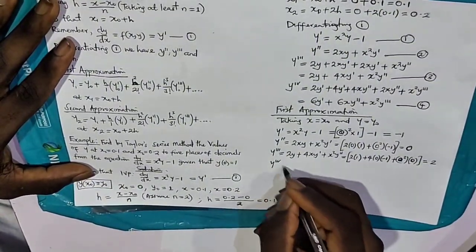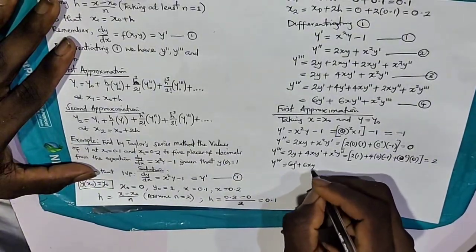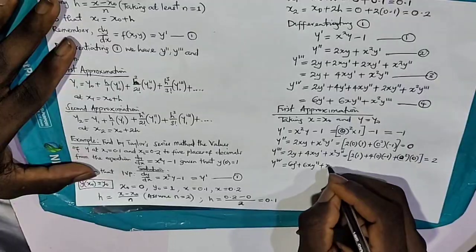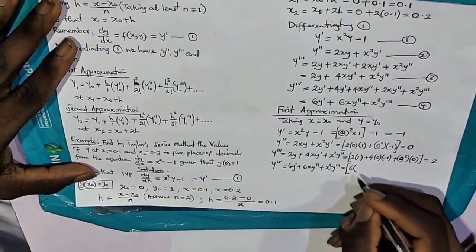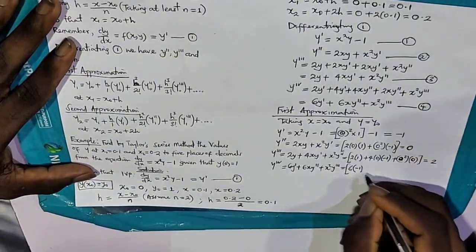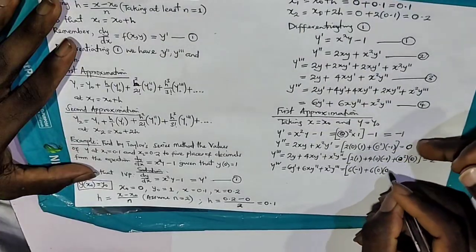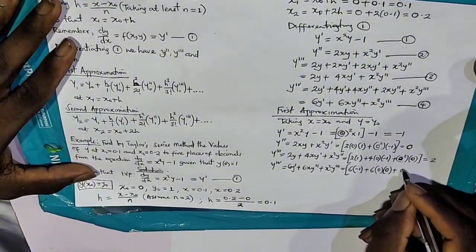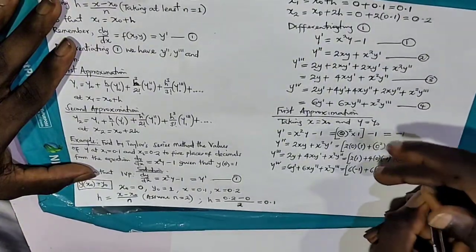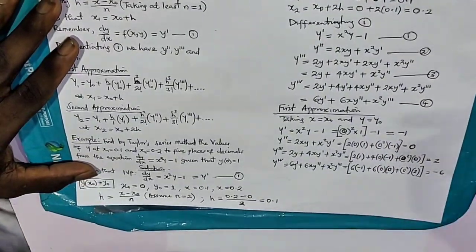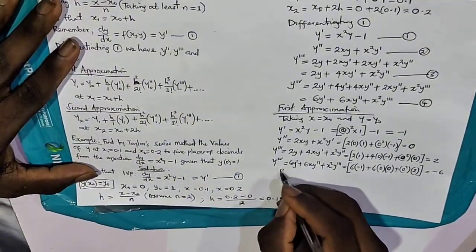So y to the power of 4 is 6y prime plus 6xy double prime plus x raised to the power of 2 y triple prime. This gives us 6 into 1 minus 1, plus 6 into 0 into y double prime, which is 0, plus 0 squared into y triple prime, which is 2. This should be 0, so it is minus 6.